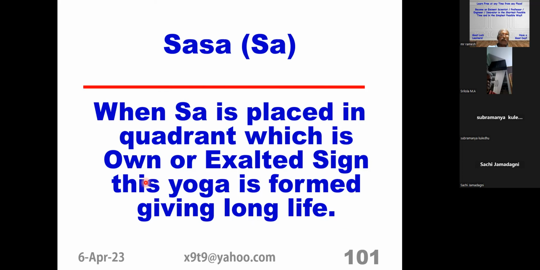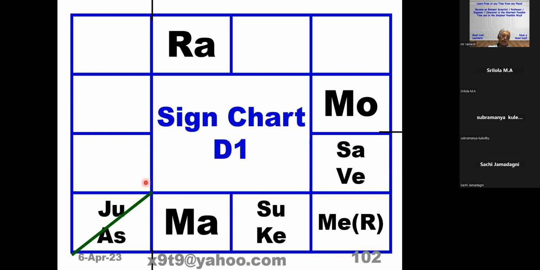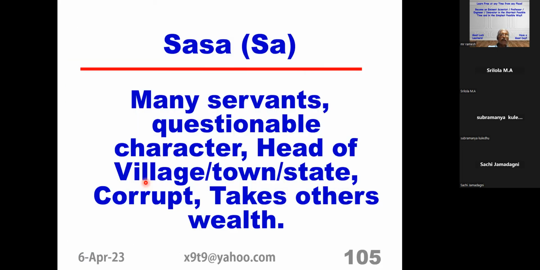Now Sasa Yoga, I have already said that Saturn must be in his own house, which is also a quadrant, or in the position of exaltation. This is not. Okay. If somebody has got this Sasa Yoga, then there will be many servants in the house, a lot of servants he will keep. So naturally a questionable character comes. He is generally the head of a village, town, state, etc. Corruption is one of the carriers. He will take others' wealth.